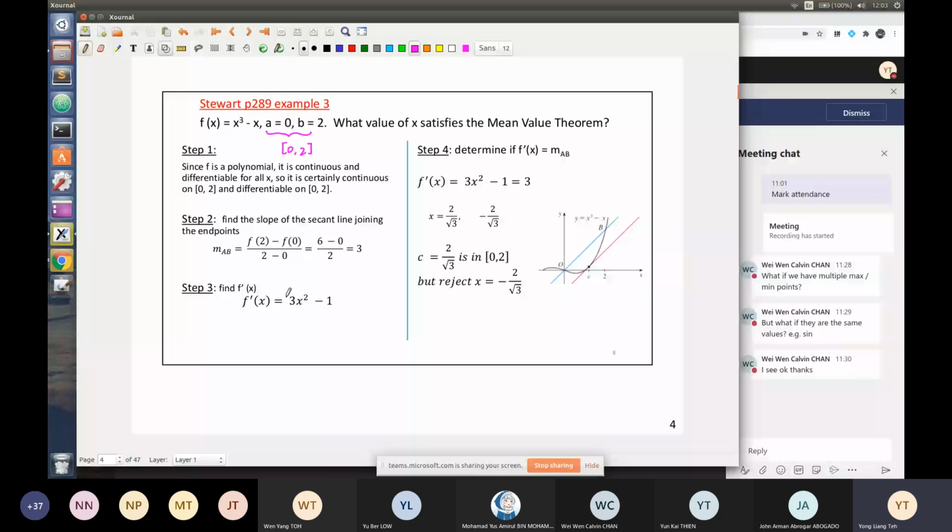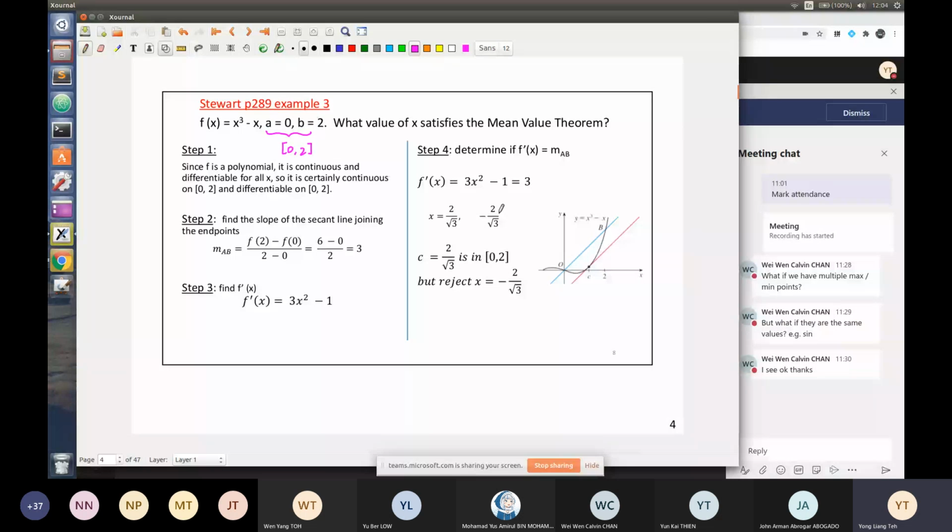Equate this to 3, because you want to find the point x where the two gradients are parallel. Then subsequently you get x equals 2 over square root 3 and minus 2 over square root 3. Now you have to make sure that this is inside (0, 2), as I mentioned just now. So is this a valid value? Yes, it is, but it's not inside the interval.